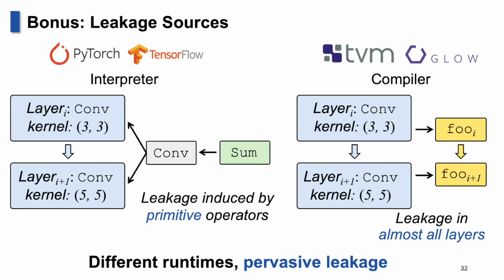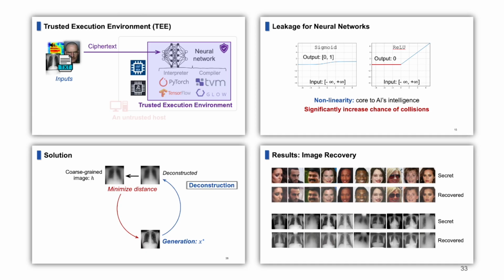Finally, we also did some experiments on different neural network runtimes, including interpreter-based ones like PyTorch and also compiler-based ones like TVM. And we found that various primitive operators and almost all compiled layers cause a side channel. In other words, the leakage is pervasive. So today, we talked about how TEEs don't protect your DNN inputs, where DNN's nonlinearity contributed greatly. We transformed the recovery problem into a generate-and-deconstruct problem, and the results are satisfying.